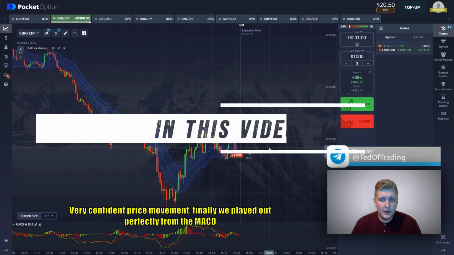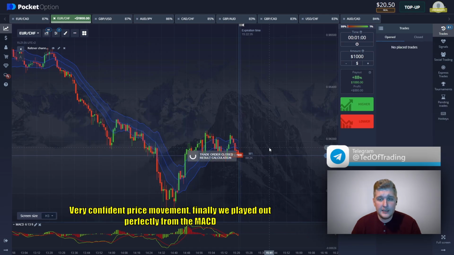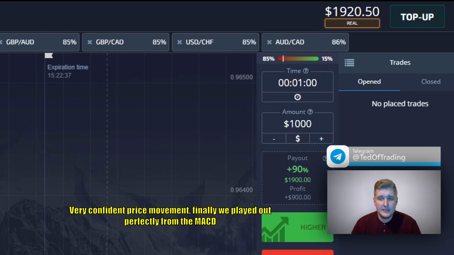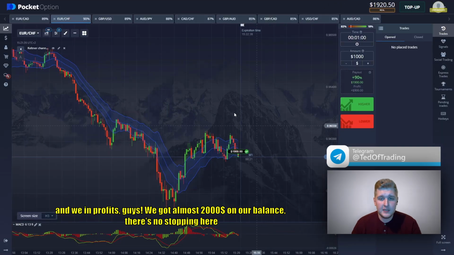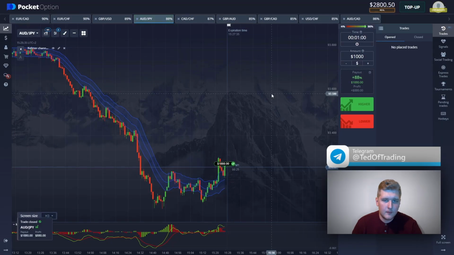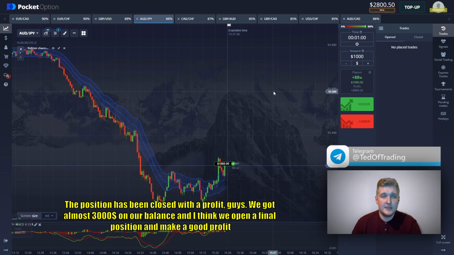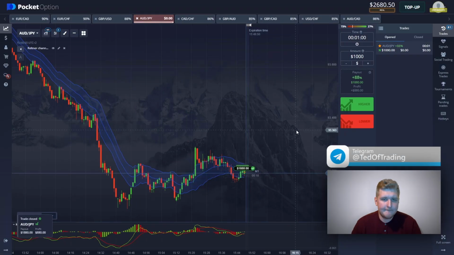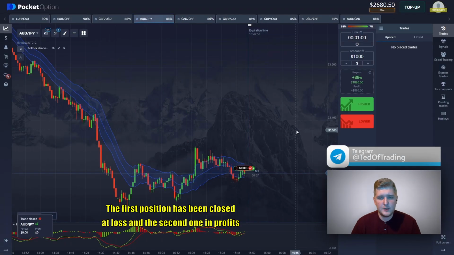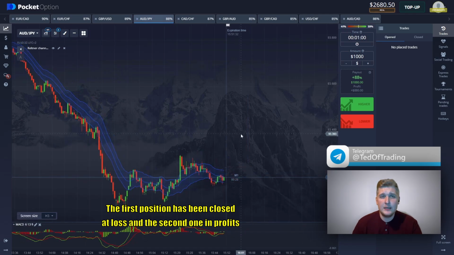Very confident price movement. Finally, it played out perfectly from the MACD and we profit, guys. The position has been closed with a profit, guys. We got almost $3,000 on our balance. The first position has been closed at a loss and the second one in profit.